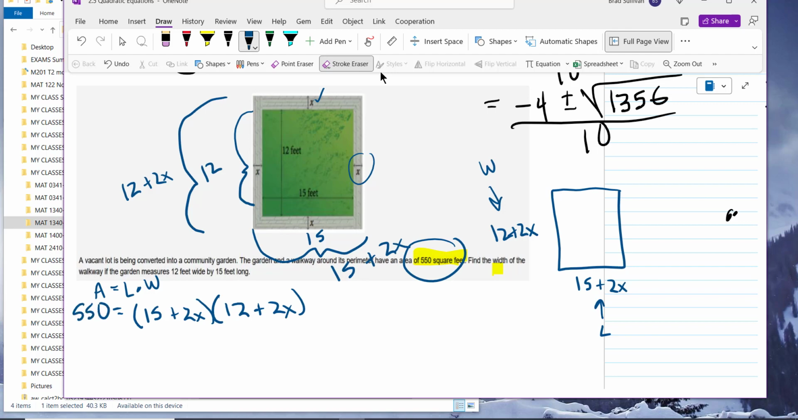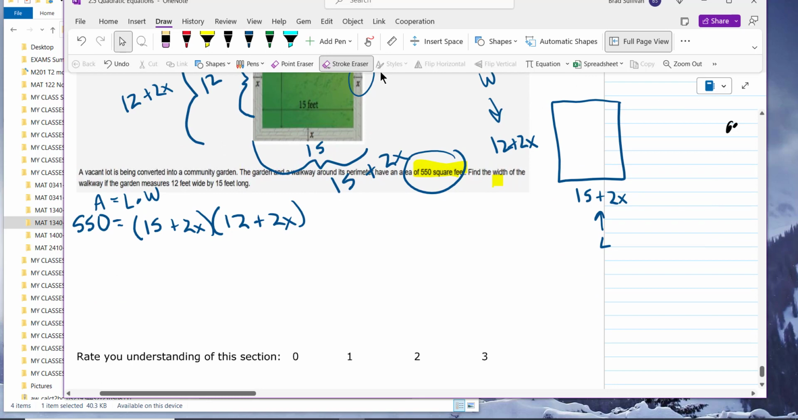So that is a quadratic equation that would model and solve this problem. Is that logical? Okay, so let's see what happens on this one if we figure this out. So what do you need to do?